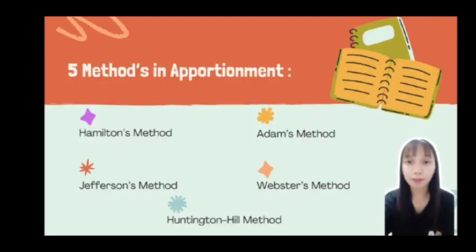Five methods in apportionment. Number 1 is Hamilton's method. Number 2, Jefferson's method. Number 3 is the Adams method. Number 4 is the Webster's method, and the last is Huntington-Hill method.